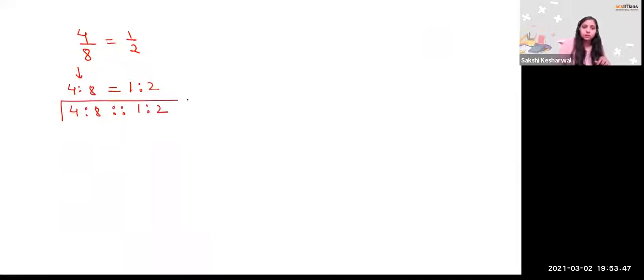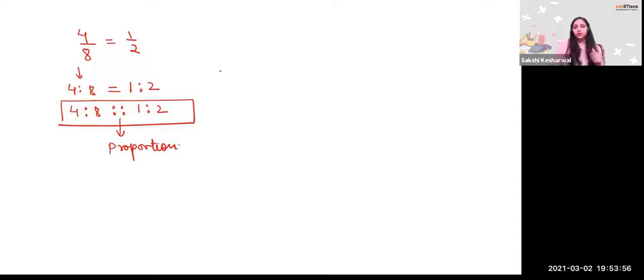So how are we going to write it down? If I say 4/8 is equal to 1/2, how is this equal sign represented? We say 4/8 is in proportion with 1/2. This is the symbol for writing in proportion. This is the symbol for what, beta? Proportion, right?